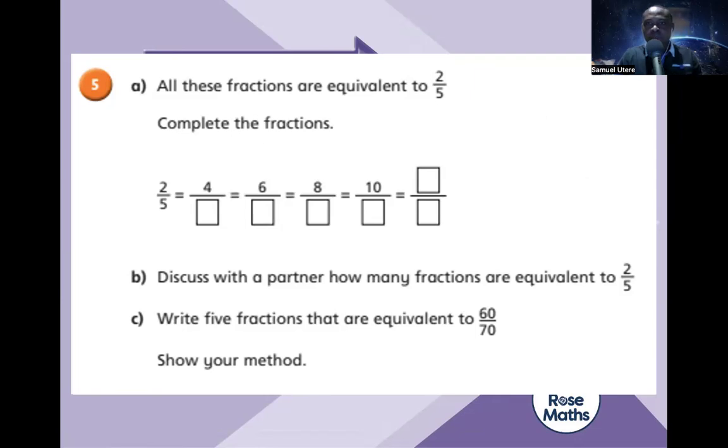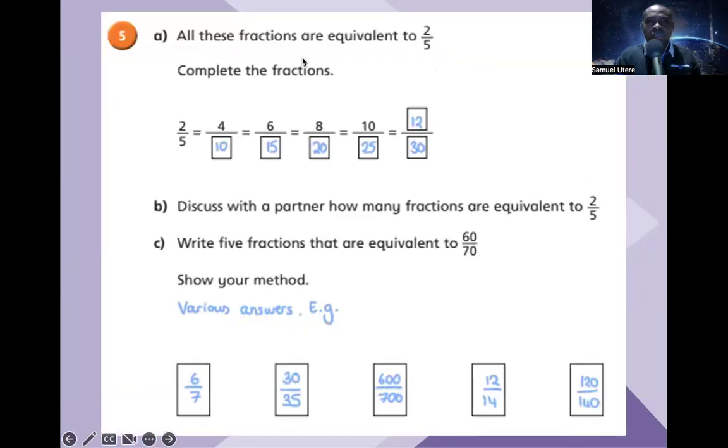Okay, assuming you've paused the video and answered question 5, here are the answers. So all these fractions are equivalent to 2/5. You're asked to complete the fractions. So remember what I said, you need to spot the relationship, the factor that links the fraction to other equivalent fractions. Here you can see it's a factor of 2. So you could multiply by 2. Here is a factor of 3. So you multiply that by 3. Here is a factor of 4. You multiply that by 4, and so on and so forth.